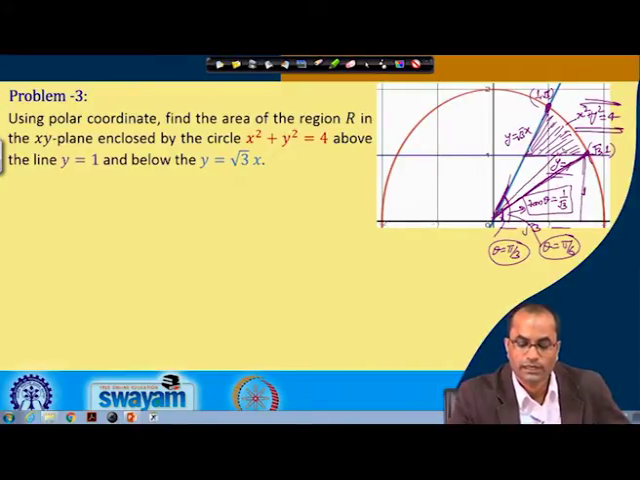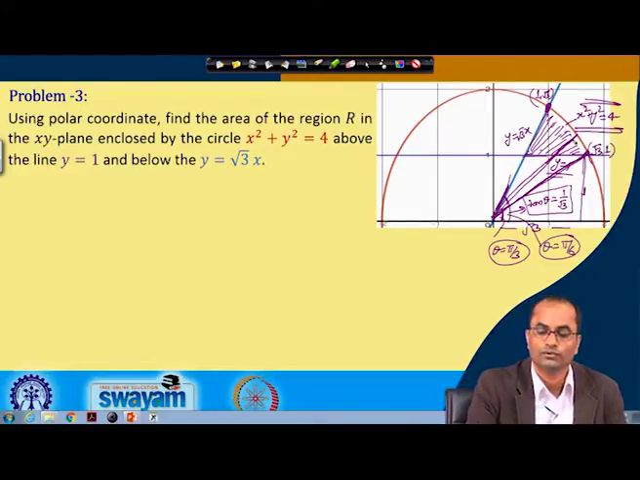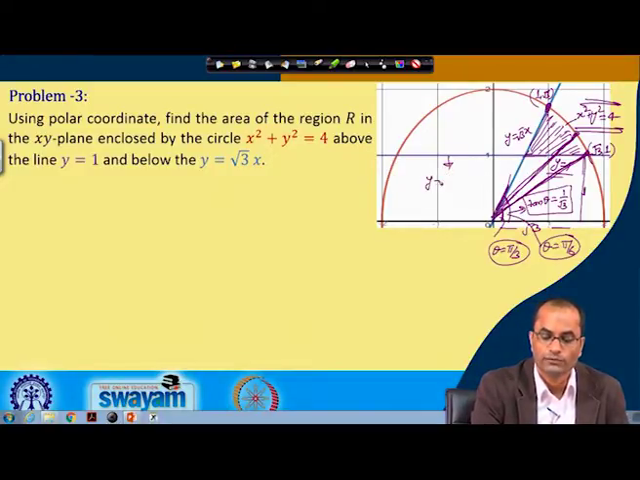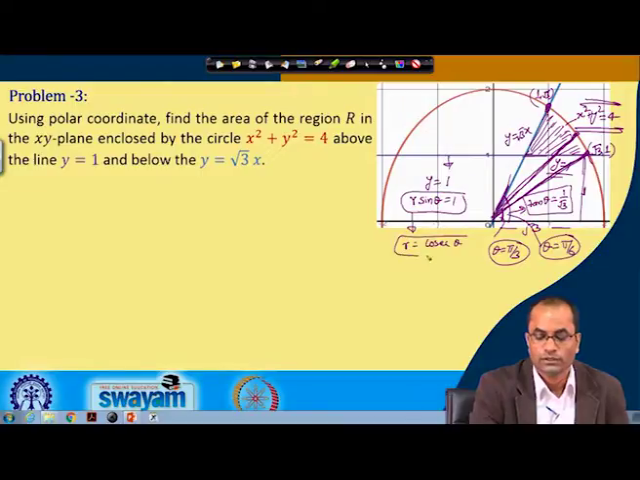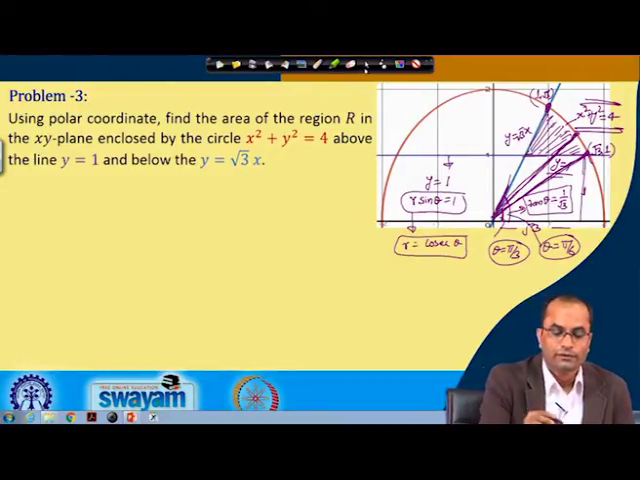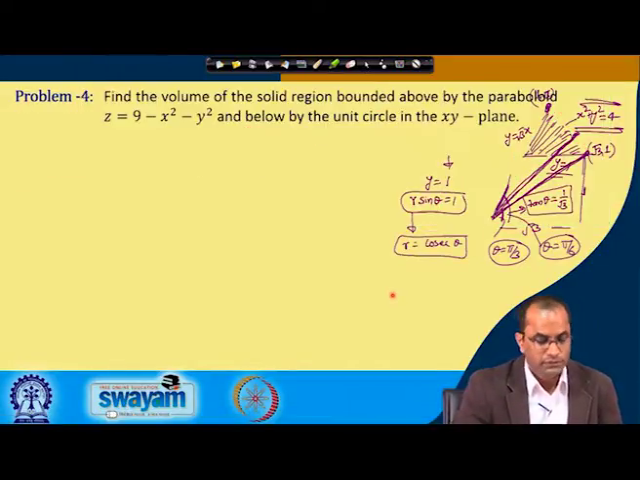And for r we are going from this line to the circle. The equation of this circle is r is equal to 2, so we are going up to r is equal to 2. And the equation of this line is y is equal to 1. If we put r sin theta is equal to 1, from here we can get r. So, r is cosec theta. So, we have now everything ready to compute.